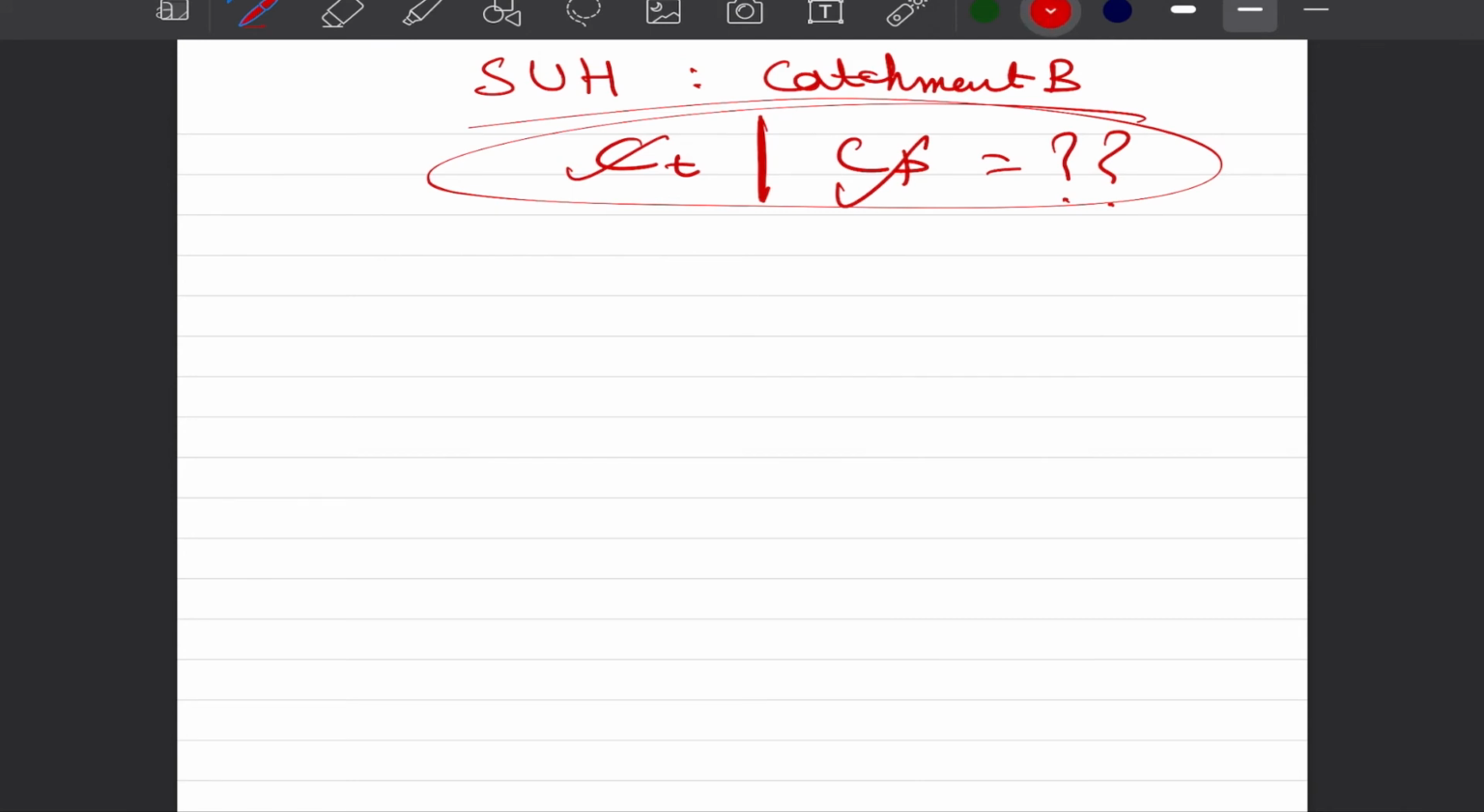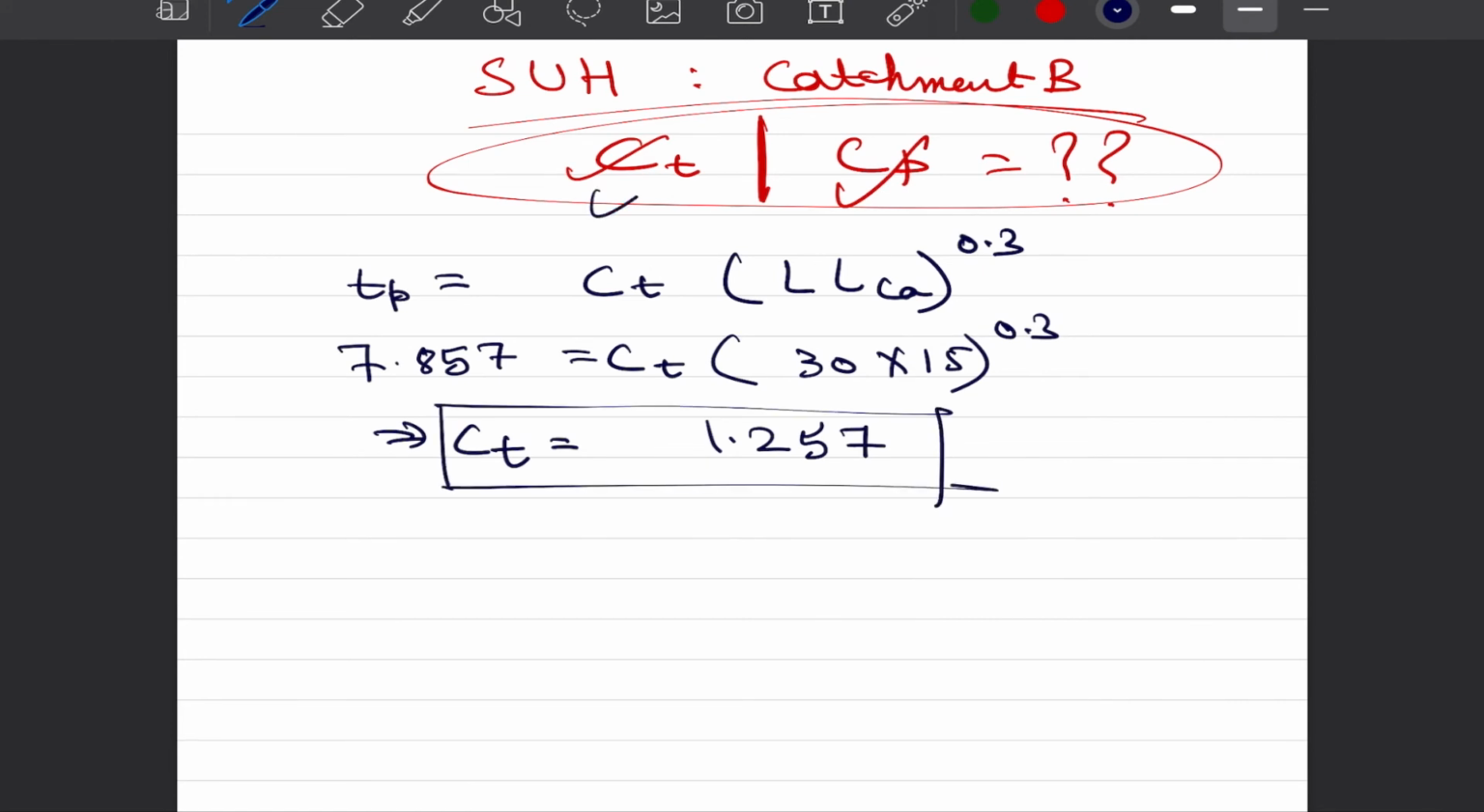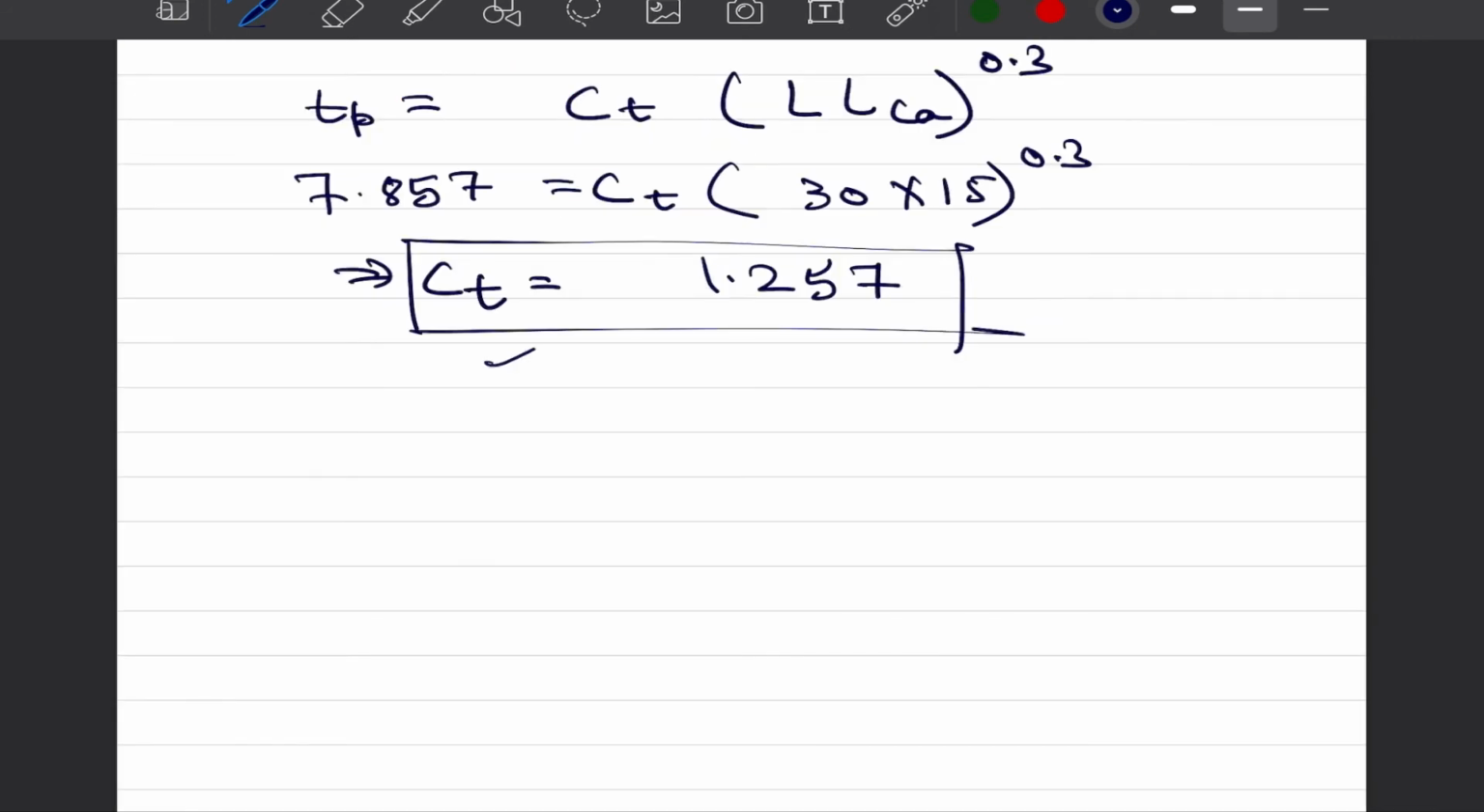Now, since we know that TP is equal to CT into L into LCA to the power 0.3, we determined TP as 7.857, equal to CT into L, which is given as 30, LCA is given as 15, and we raise it to 0.3, which gives us CT as 1.257. So we have obtained the first parameter that we can apply to catchment B.